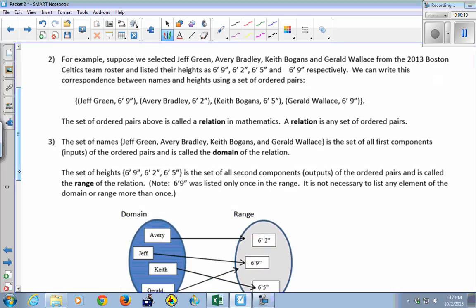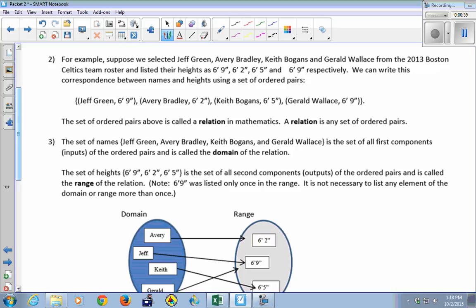So the set of ordered pairs, any set of ordered pairs, is called a relation. Okay? And the things in the ordered pairs don't have to be numbers. Any relationship between one thing and another, if you can write it as ordered pairs, we call it a relation.